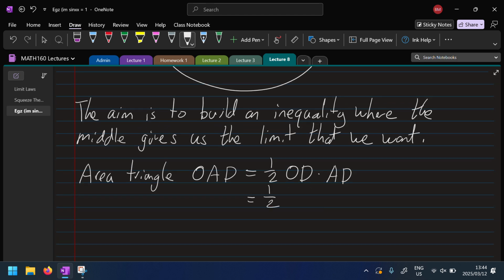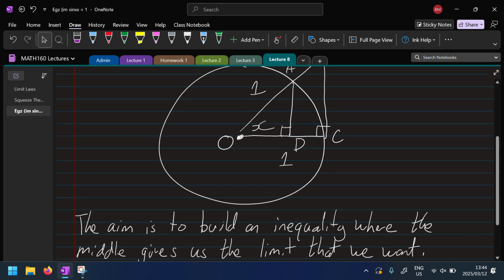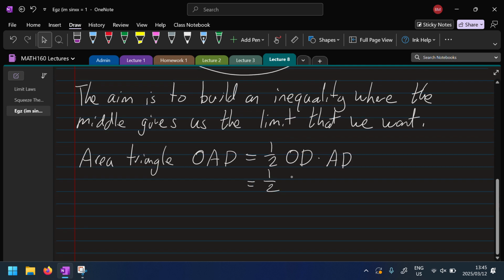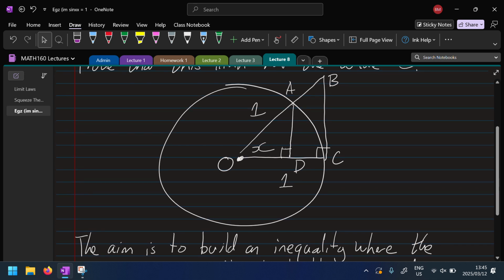So this is going to be 1/2 OD. That's the adjacent, so that's just cos X. And AD, that's the vertical, that's just sine X. Again, the hypotenuse is 1, so we don't need to worry about that.